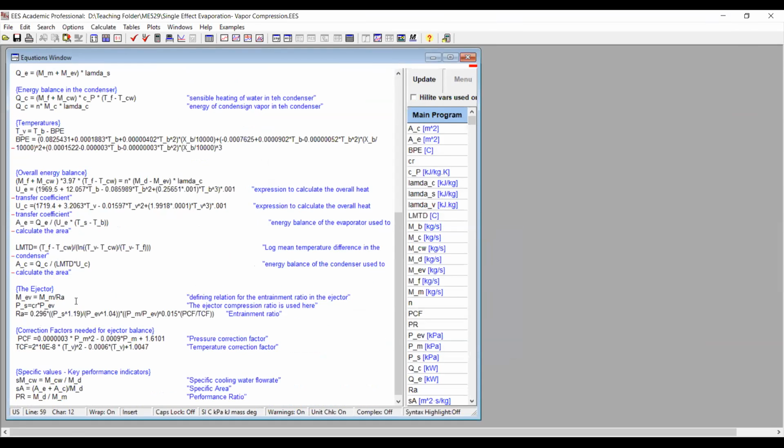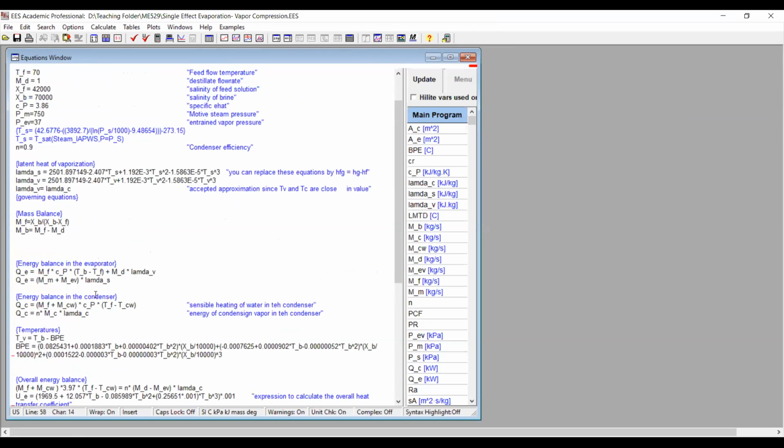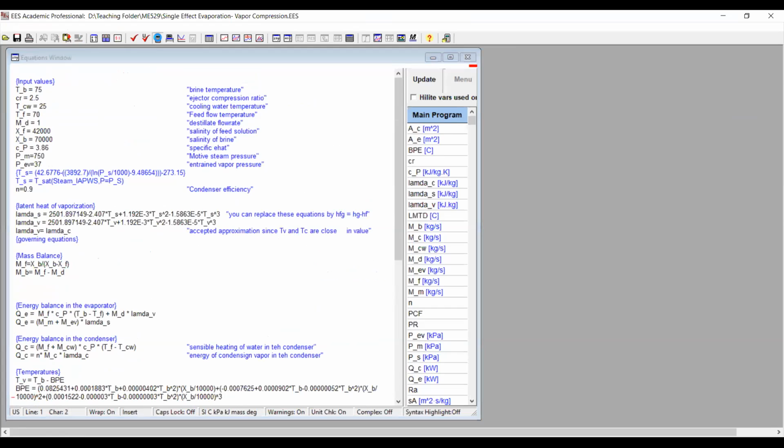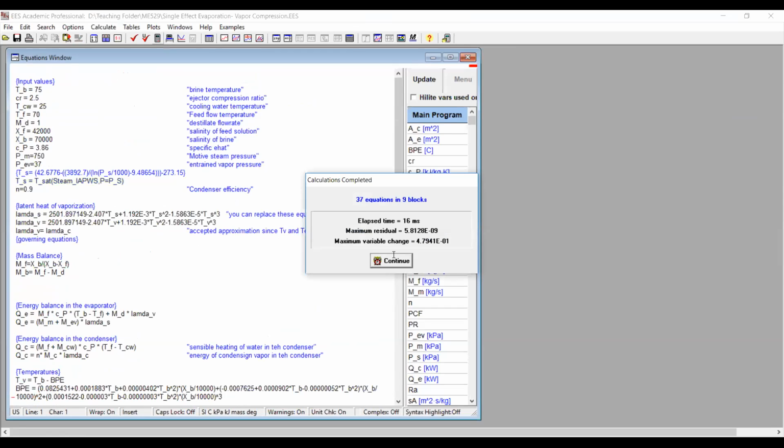For the ejector part, this is the definition of the entrainment ratio, m dot motive over m dot evaporator entrained vapor. The PS is compression ratio times the PEV, and the RA, which is the entrainment ratio correlation that I've shown you, has been given here. And the two correction factors, pressure and temperature correction factors, are given here. Otherwise, it's the basic balance that we have written for the equation. And when we run the system, basically, this is what we get.